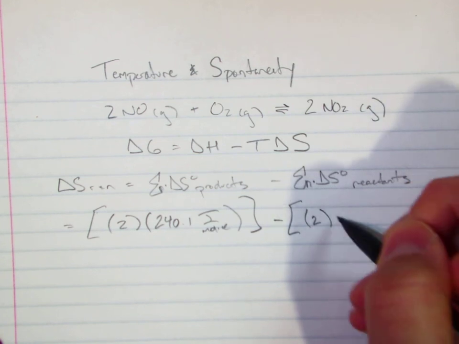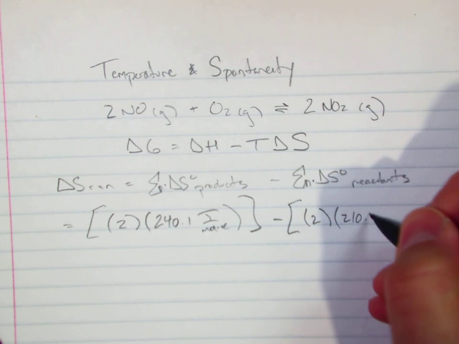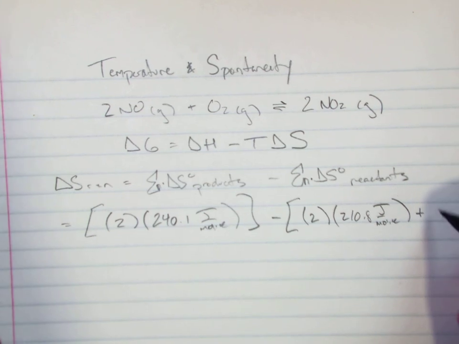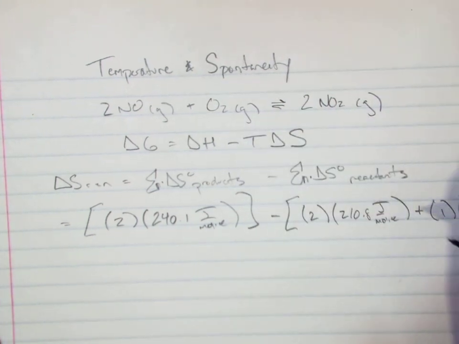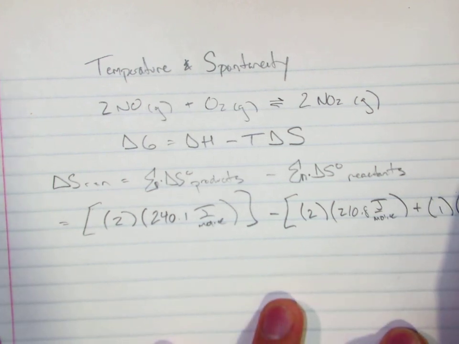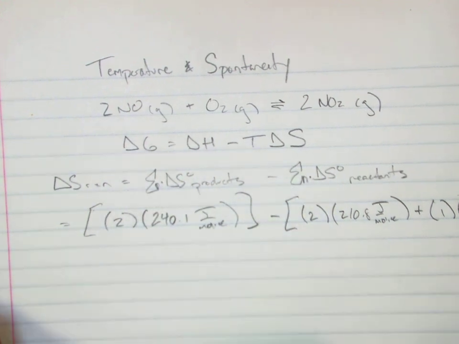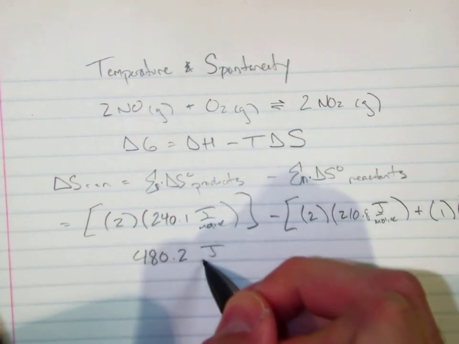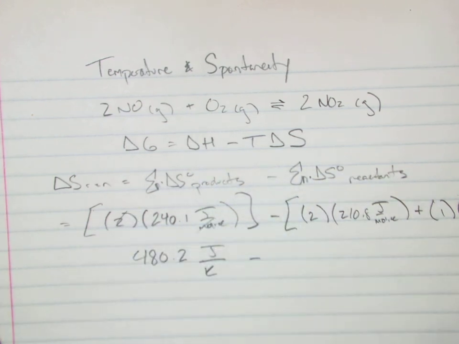That takes care of my products, minus my reactants. So NO has a coefficient of 2. Its entropy value from the slide is 210.8 joule per mole Kelvin. And I'll keep in mind all the reactants are getting added together. So here, one oxygen, and its value is 205.2, again joule per mole Kelvin. So 2 times 240.1 is giving you 480.2 joule per Kelvin. The mole drops out when it gets multiplied by its coefficient.